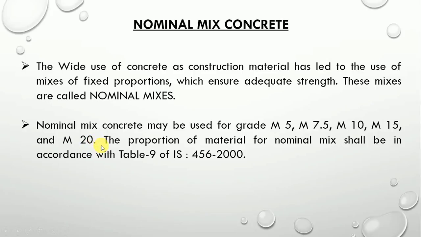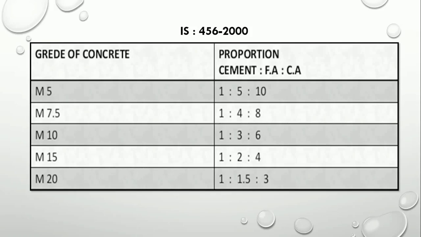Now the proportions of the material for nominal mixes are in accordance with Table 9 from IS 456 2000, as you can see here. It is the table taken from the Indian Standard Code 456 2000. Here the list of nominal mix grades are listed: M5, 7.5, 10, 15 and 20, and in front of that proportions are given. Proportions means cement, fine aggregate and coarse aggregate. These all are the proportions in accordance with each other.